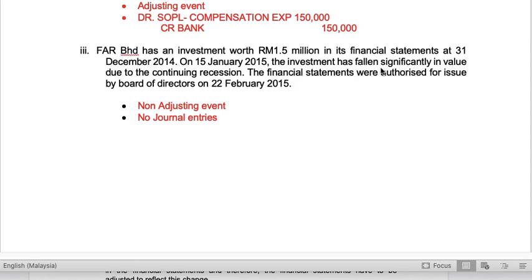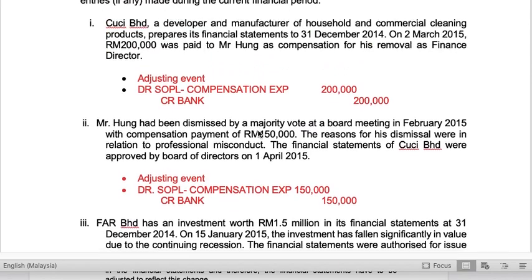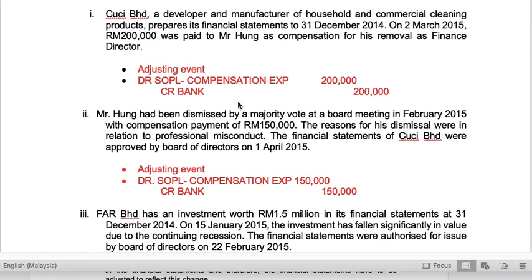Alright. So whatever you have reported in your SOFP for that investment, you don't have to adjust for that investment. So this is a non-adjusting event, so no journal entries. Okay, I think that's all. MFRS 110 is quite simple because you just need to do the adjustment in your journal. Alright, thank you very much.